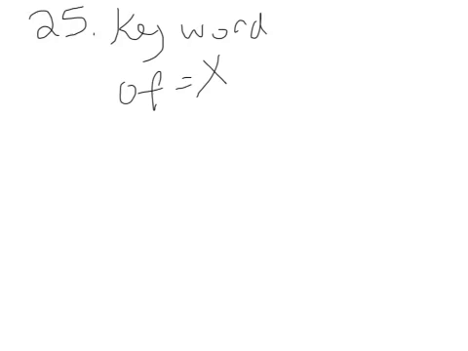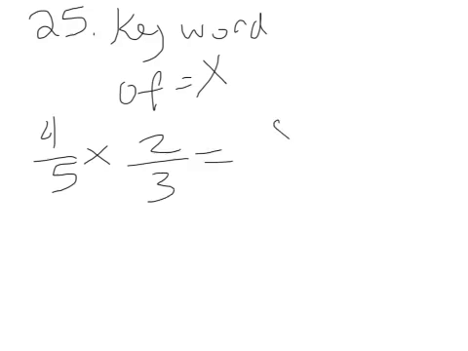Okay, 25 here. It says Andrew's hockey team won 4/5 of their games. Andrew scored in 2/3 of those. In what fraction of his team's games did Andrew score? Okay, so the key word here is "of." Once again, guys, if you see that word "of," it means you're going to multiply. Okay, so we're going to do 4/5 times 2/3. No one should miss this on the test tomorrow. 4 times 2 is 8. 5 times 3 is 15. I am done.